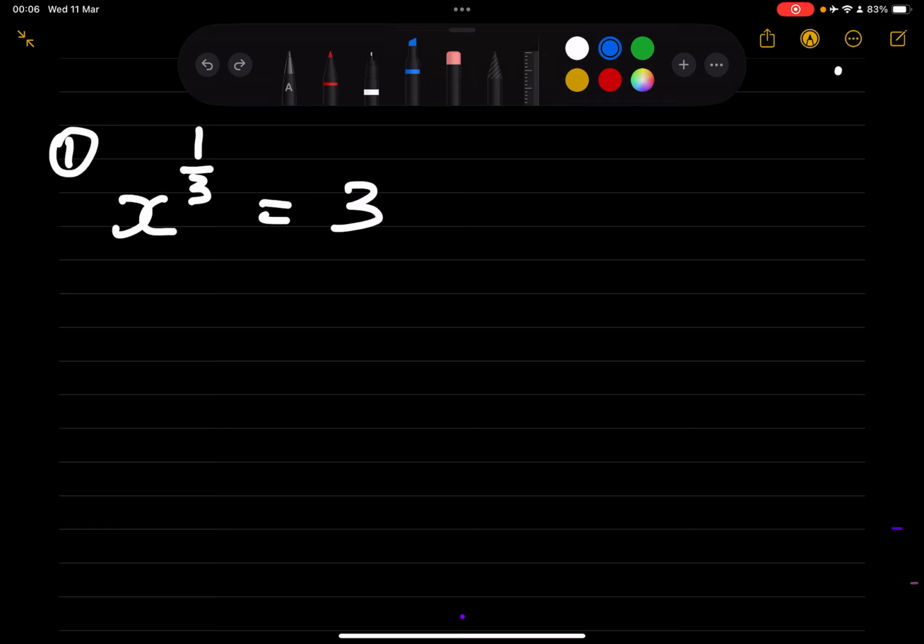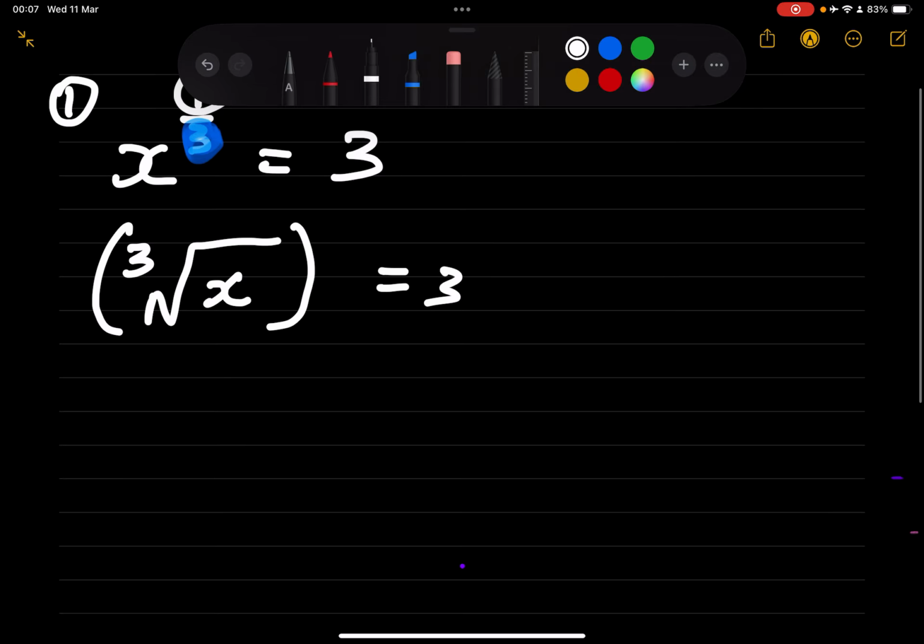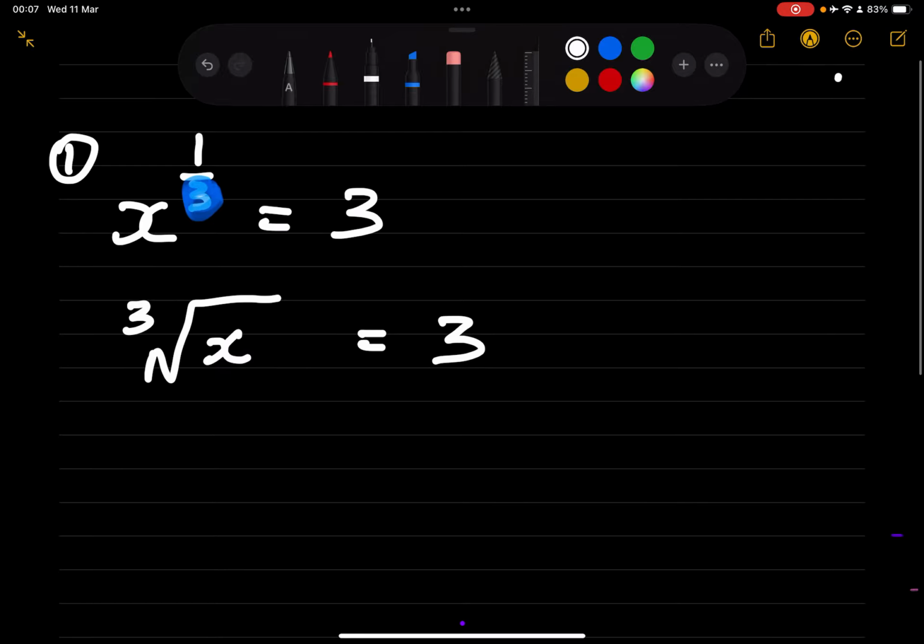In this question, we are asked to solve for x. There's a strategy that I need to show you. Always convert the exponential fraction to a root. The denominator is your root, so the denominator is 3. It means we have a cube root. And then the numerator is the power. So in this case, our power is 1, which we don't show, and it equals 3. So basically here we just have cube root of x equals 3 because the power is 1. And when the power is 1, we don't have to show it.